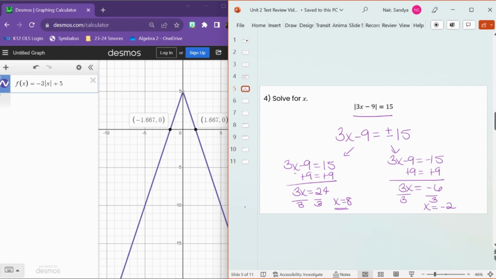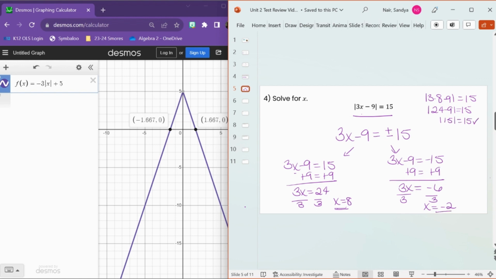So for example, if I'm trying x equals 8, okay, so if I check that, I have 3 times 8 minus 9, then the absolute value of that should equal 15. So that's telling me the absolute value of 24 minus 9 should equal 15, which is in fact true, right? Because this says the absolute value of 15 equals 15, so that works.